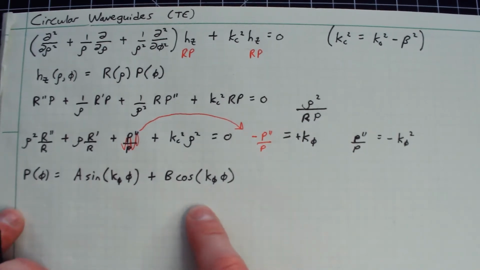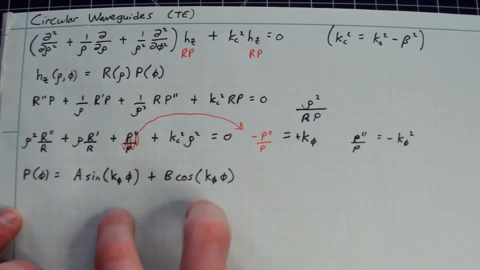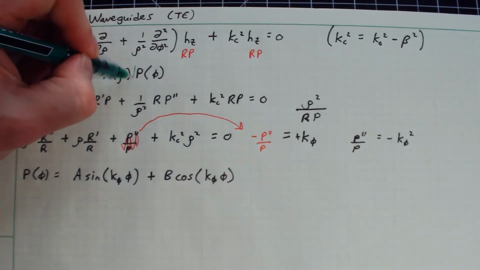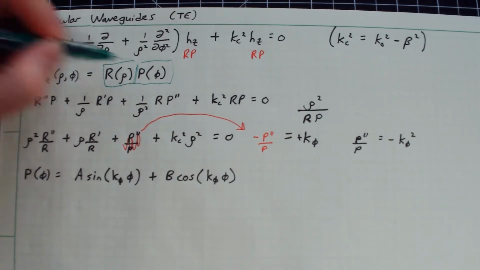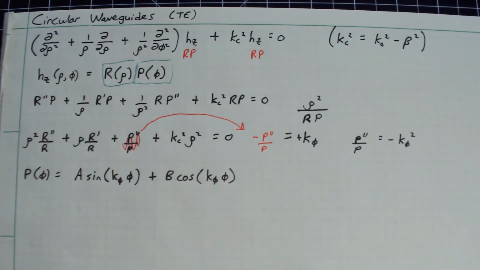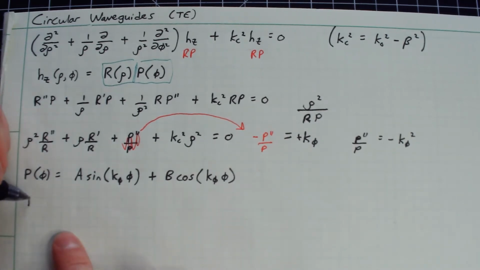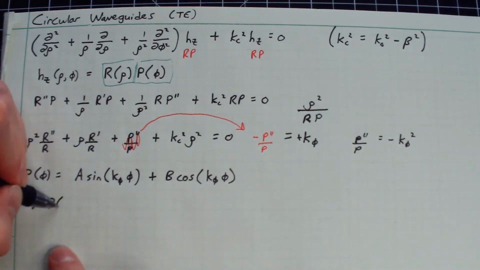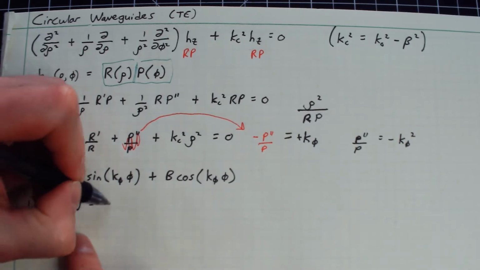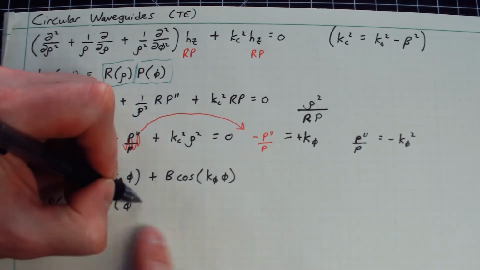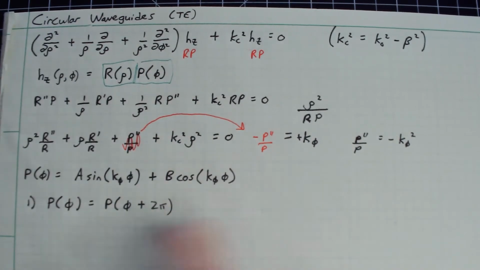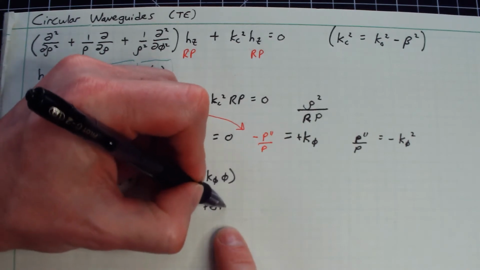Now where do we go from here? We now have a separable function, and I have basically figured out the form of this piece. The next step is we have to figure out the radial piece. However, before we jump into that, we're going to apply a quick boundary condition on this function, and that is the following: P of phi is equal to P of phi plus 2 pi. This is the periodic boundary condition.